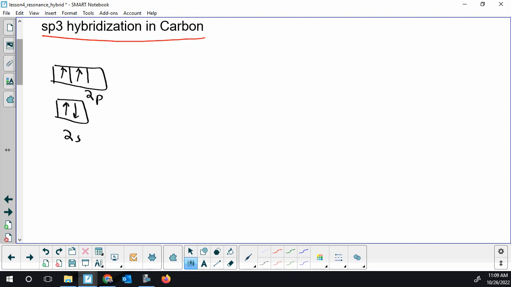So remember, an s is a spherical orbital. P's have 2 lobes. But what we see is the mixing of those 4 orbitals to make 4 equal energy orbitals. So we're taking the only s and all of the p's. That's 4 boxes in total. We're going to mix them all up, and the naming comes from the orbitals we've mixed. So we've mixed them all. We've hybridized them all.